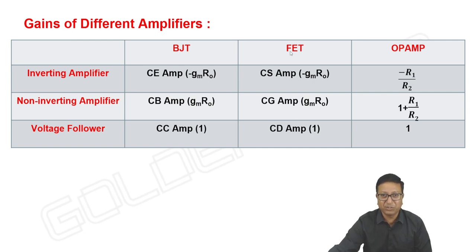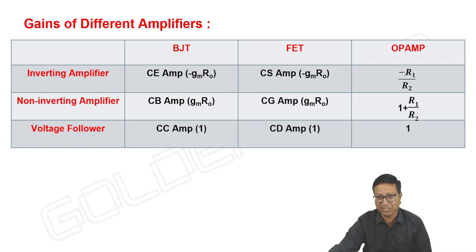The same inverting amplifier using FET is the common source amplifier. Source of FET is similar to the emitter of BJT. The gain is given by minus gm RO. We have formulas for gm, nothing to worry about, we have already studied these things. And with op amp, the inverting amplifier gain is minus R1 by R2. I'm not writing the circuits of CE amplifier, CS amplifier, and op amp, we know the circuits. Non-inverting amplifier: common base amplifier, whose gain is gm RO, common gate amplifier using FET, whose gain is gm RO, and op amp, 1 plus R1 by R2.